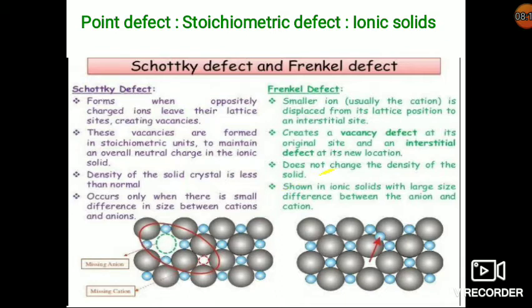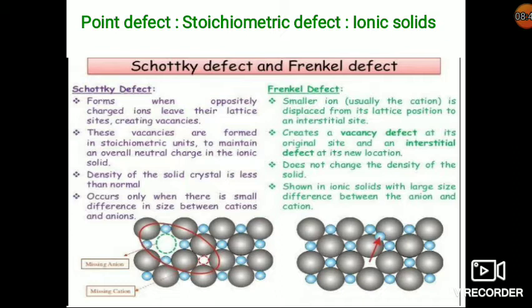The condition for Frenkel defect is there must be a large difference in the size of cation and anion. The cation should be small and the anion should be much bigger so that the cation can easily occupy the void in the crystal. So that condition must be there. Examples of Frenkel defect are zinc sulfide, then AgCl, AgBr.